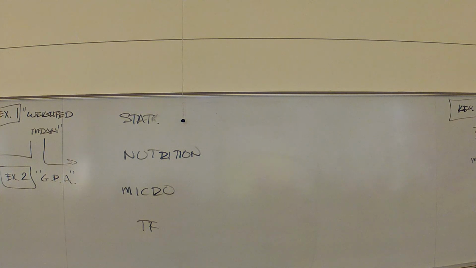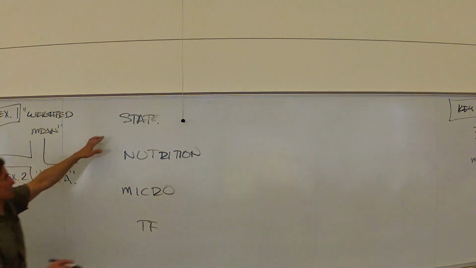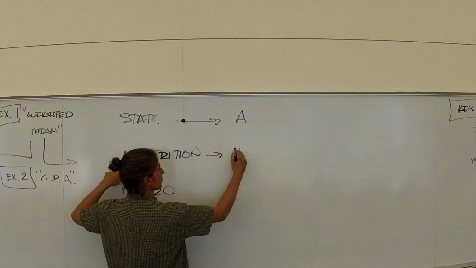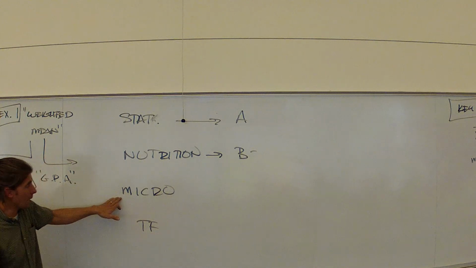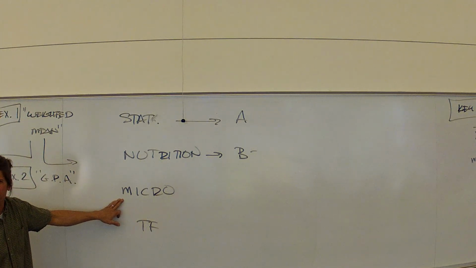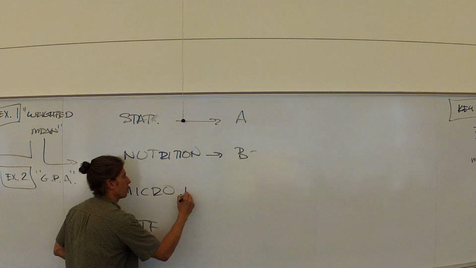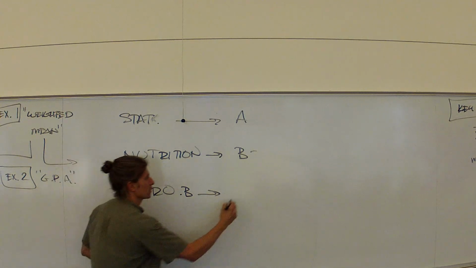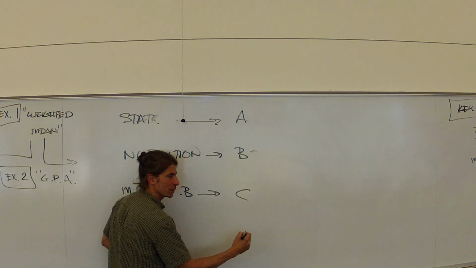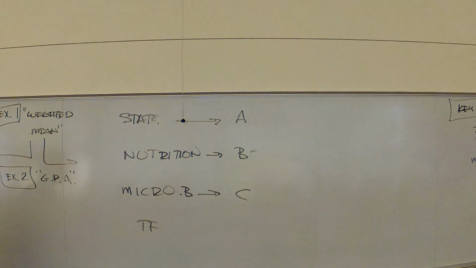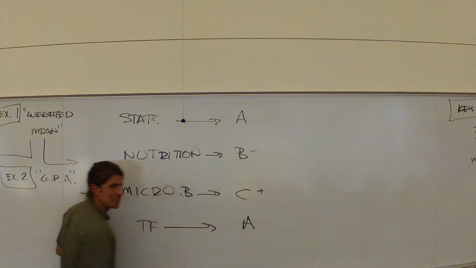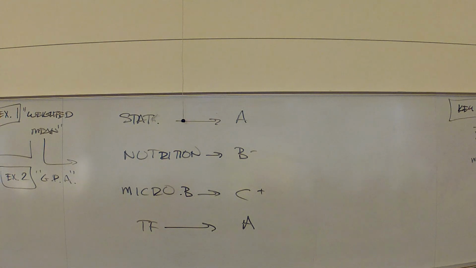How did we do in these classes? How did we do in statistics? Of course we did. How do we do in nutrition? B? Let's make it a B minus just to be saucy. Microbiology, how are we doing? A D? A C. Who gets an A in microbiology? Let's just make it a C plus. There you go, C plus it is. We'll get an A in Total Fit.